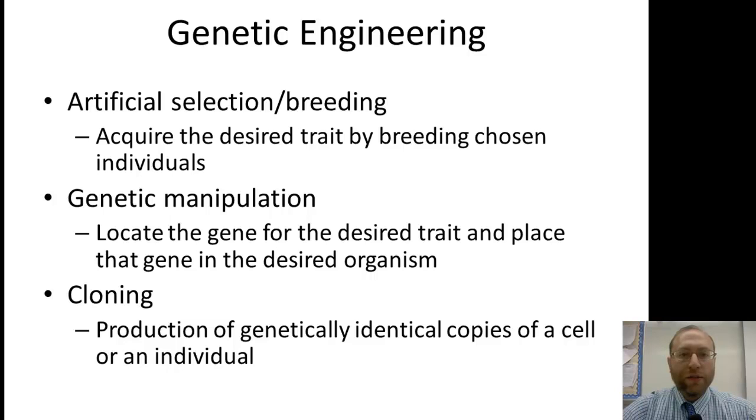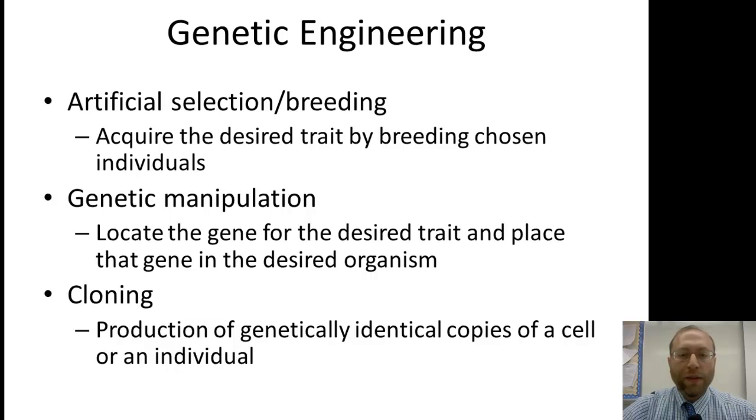The second kind is called genetic manipulation, and this is when people generally refer to genetic engineering, this is what they're talking about. And for this, it's engineering for a particular gene, where basically a gene is located for a desired trait, and then that gene is taken out of one individual and is placed in different individuals or a whole new species.